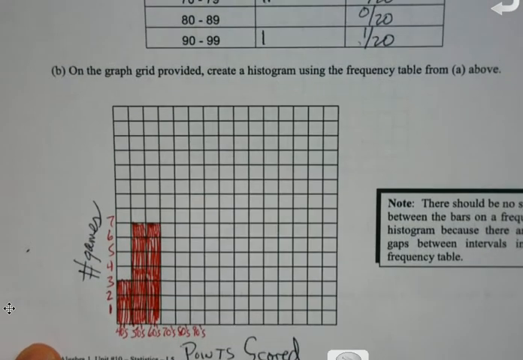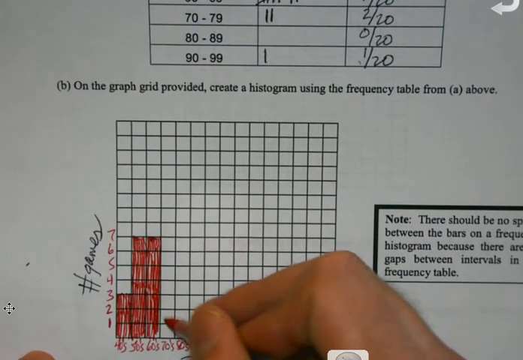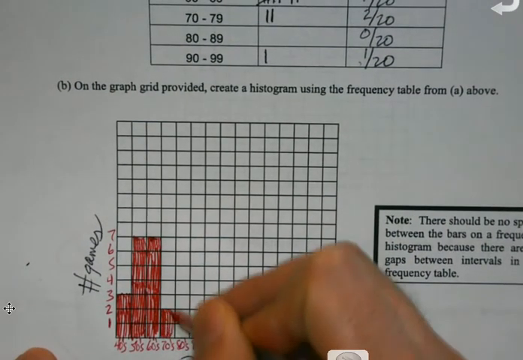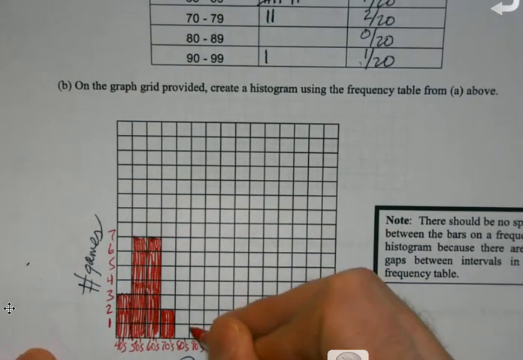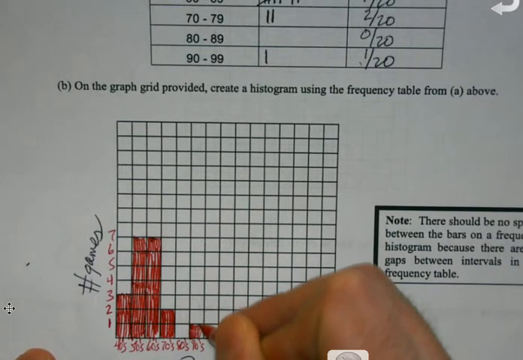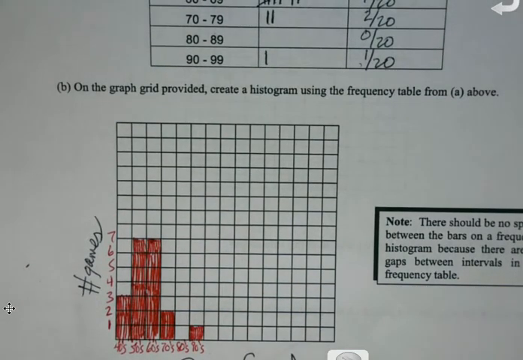My 70s were all the way down to 2. I didn't score in the 80s at all, so we just leave that one. And then the 90s, there's only 1. And yes, you have to leave the blank one even if there's a 0 because we want people to be able to see that gap.